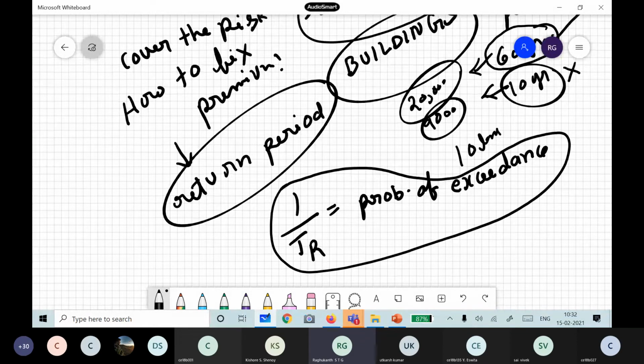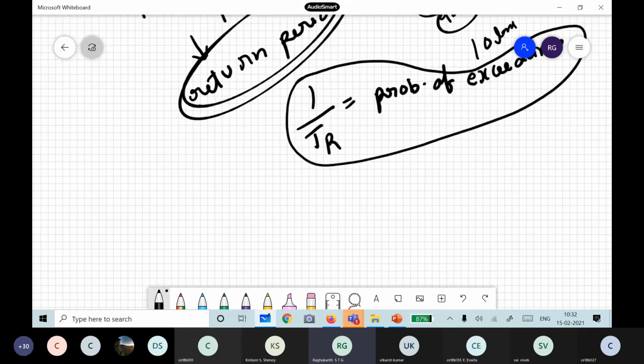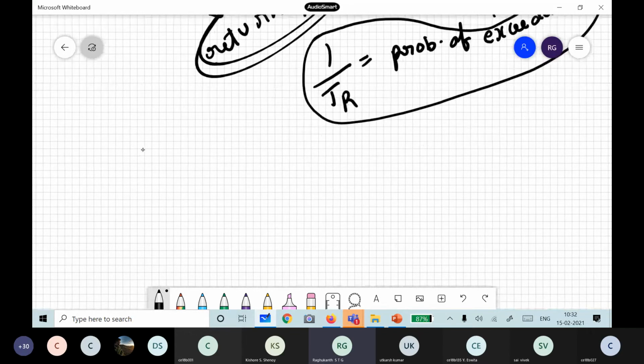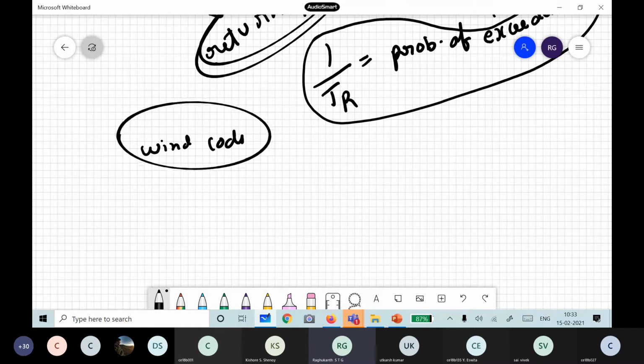But now in our IS code, the one good thing is that the wind code has incorporated this concept of return period, a very important concept. That's the beauty of the wind code in India. Other codes don't have this concept of return periods. I will not go into the details of return period; you can verify it in any probability book.